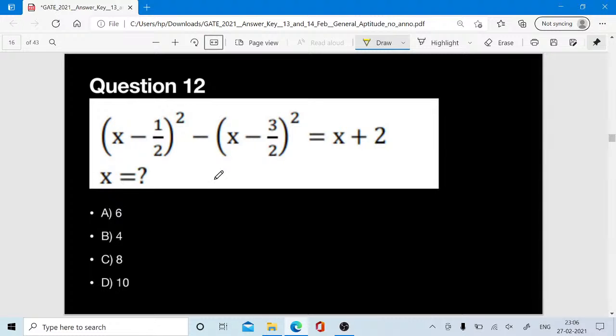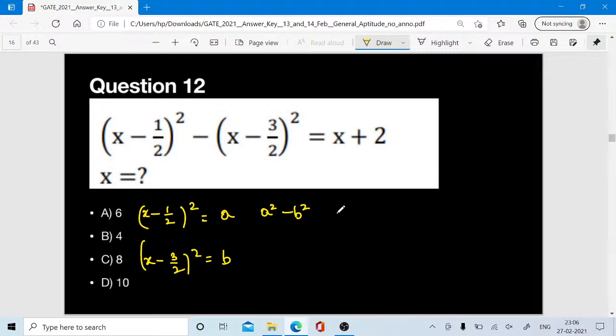Yes. A square minus b square is equal to (a plus b) into (a minus b). You guys know this, right? So here I can easily take (x minus 1/2) the whole square as a, and (x minus 3/2) the whole square will be b. So this is going to be a square minus b square. What is a square minus b square? It is (a plus b) into (a minus b).